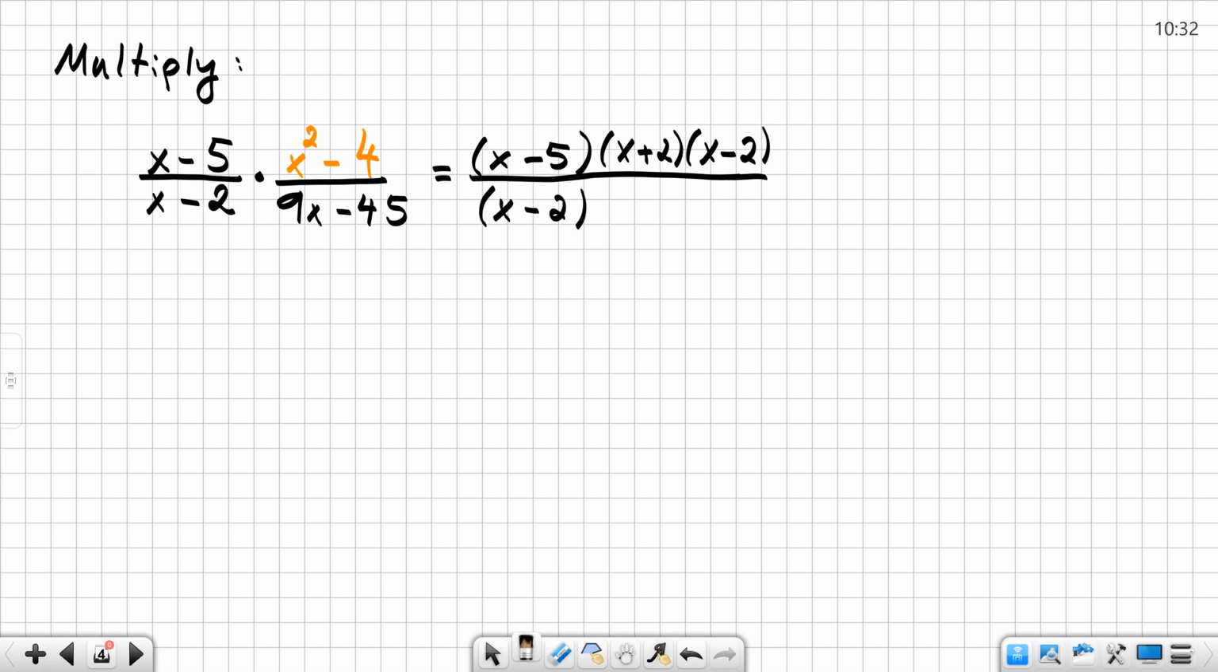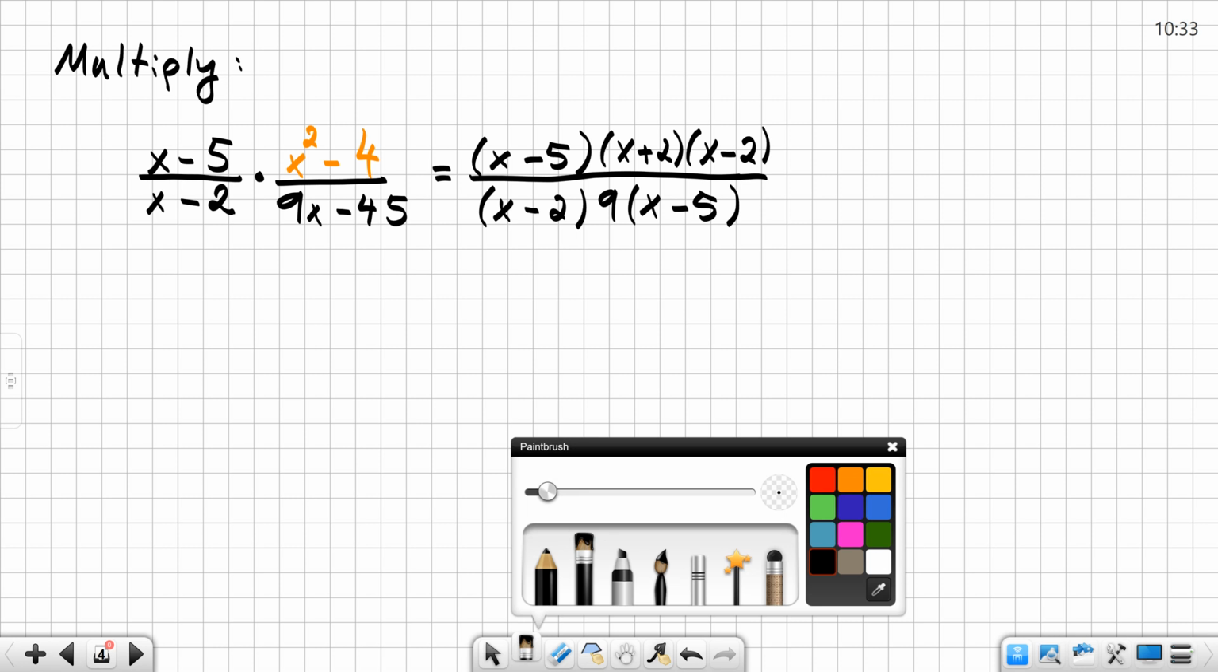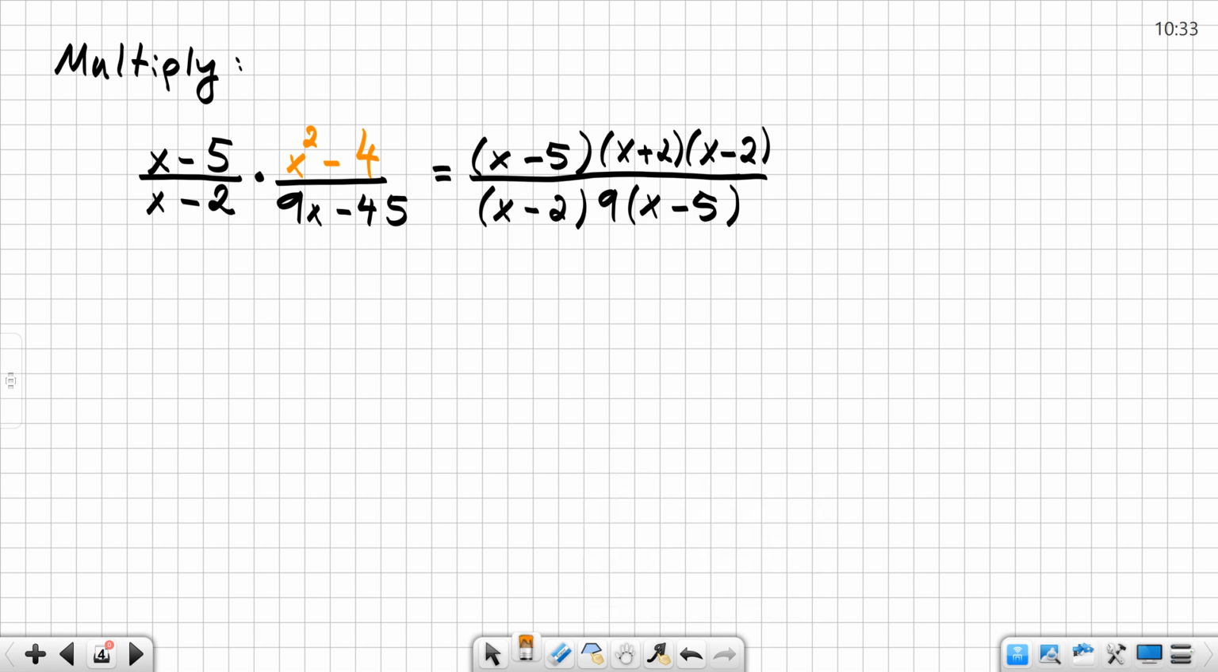And 9x minus 45 can also be factored. There is a factor of 9 in 9x, leaving an x, and there's a factor of 9 in negative 45, leaving a negative 5. Now I'm going to look. This is the fun part, the best part of these problems. I look, there's a factor of x minus 5. There's also a factor of x minus 2. And I just have to collect the rest. I'm just writing down the answer. x plus 2 is the only factor there is.